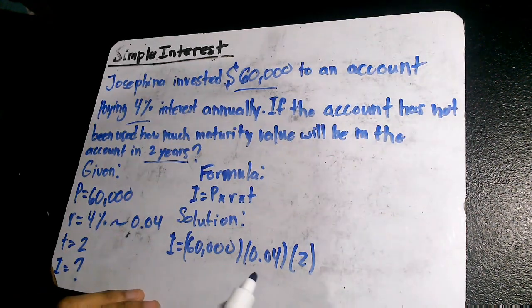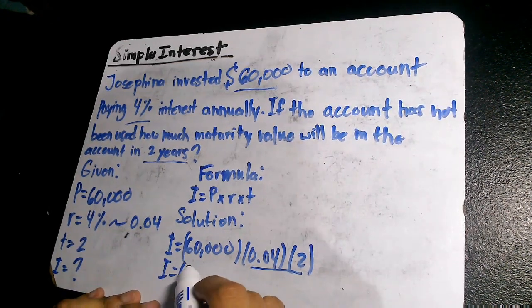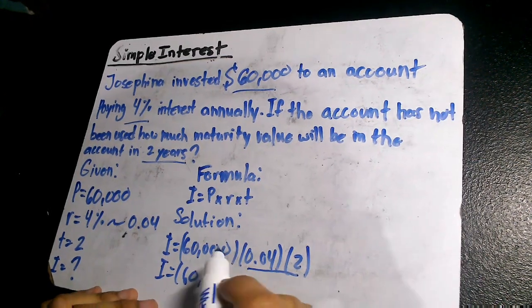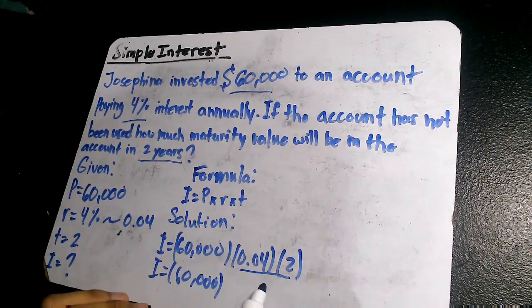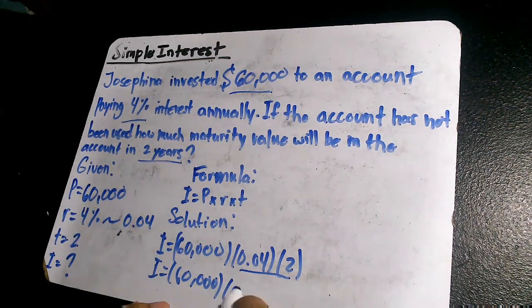Let us first solve 0.04 times 2. I equals 60,000, since we haven't solved 60,000 yet. 2 times 0.04 is 0.08.